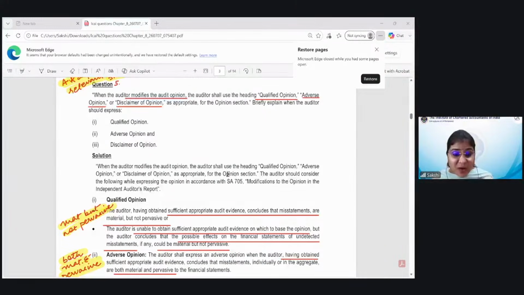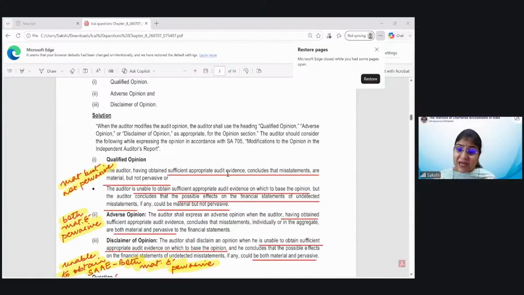When do we say it is qualified? When the auditor thinks that there could be a material misstatement which could be material but not pervasive, isn't it? Or the other way possible, when the auditor was unable to obtain sufficient and appropriate audit evidence, but still he thinks that this matter could be material but not pervasive. What do you mean by material? As per materiality set by the auditor, isn't it?